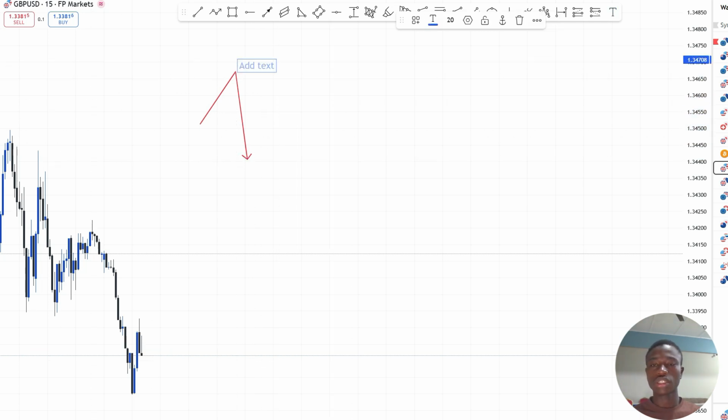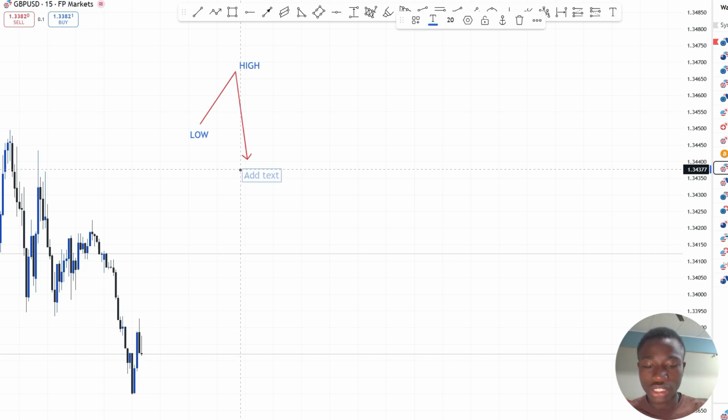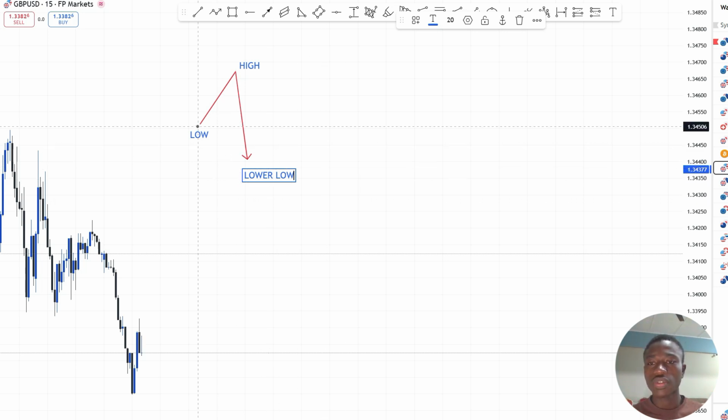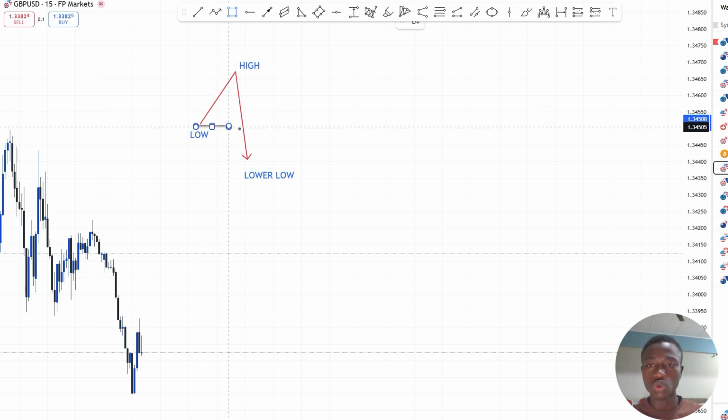So as I was saying, this one is the high, and this one is a low, but this one is a lower low. Why is this one a lower low? Because this point is lower than this one, and it broke this low to the downside. That's why we are calling this one a lower low.